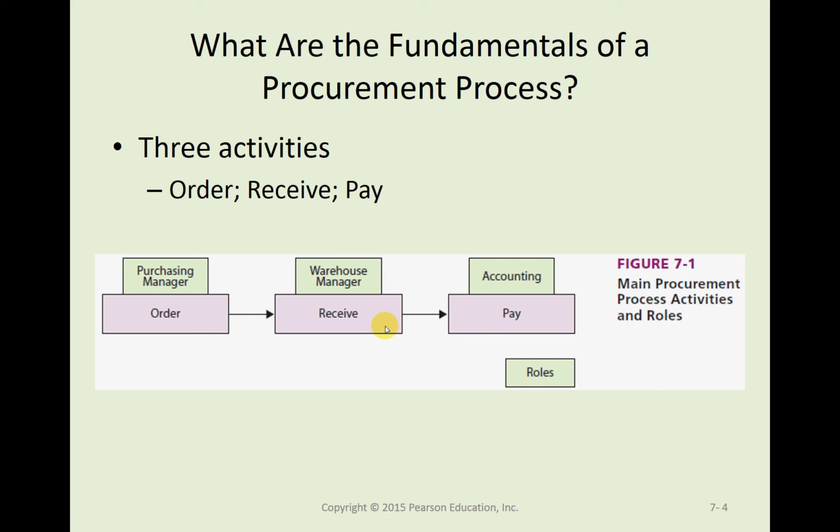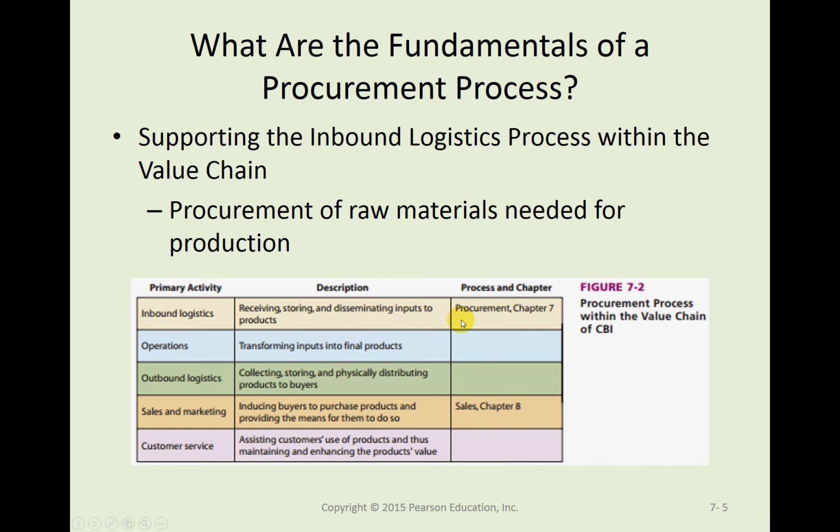And remember, in the procurement process, there were three activities: ordering your raw materials, receiving your raw materials and storing them, and then paying for your raw materials. And they were performed by two different people. We had talked about these are all the different value chains. Remember, value chains are like departments in the business.